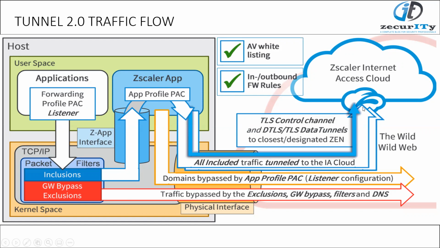Here also you can see there are some bypasses that happen once the traffic reaches Zscaler Client Connector. Those bypass traffic will be sent to the physical interface directly to the internet. AV whitelisting must be done for Zscaler Client Connector to work properly, and also the inbound and outbound firewall rules on the local firewall of user machines must be enabled to ensure that all communications happen freely without any intervention.